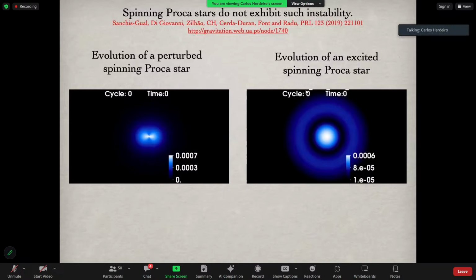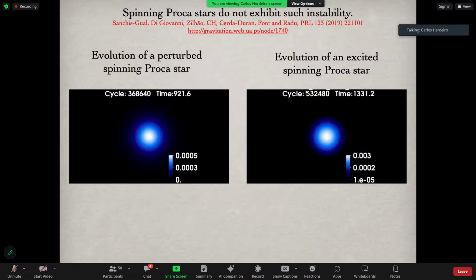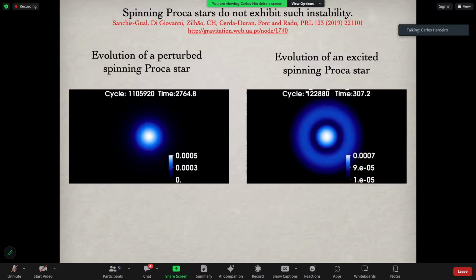And this was supported by numerical evolutions with a timescale at least 10 times greater than the ones where the scalar instability is seen. As illustrations, on the left panel, one starts with a spinning Proca star with a very strong perturbation that visibly changes its energy distribution. And on the right panel, one starts with an excited spinning Proca star that has an energy distribution which is Saturn-like. In both cases, the evolution approaches a spheroidal fundamental spinning Proca star without shedding away all of the angular momentum, and without collapsing into a black hole.